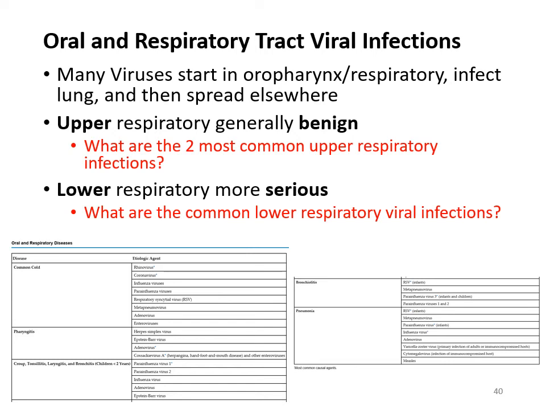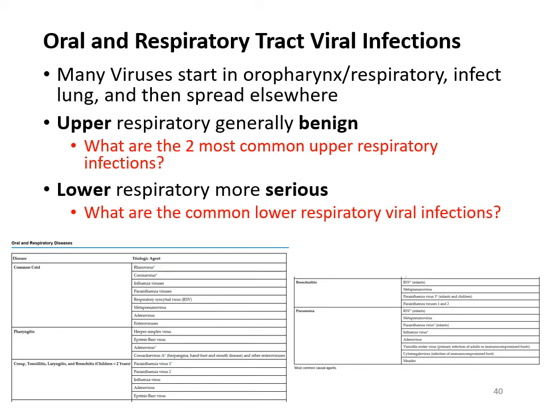Now, you have 2 parts of your respiratory system. You have your upper respiratory system and your lower respiratory system. The upper respiratory system is generally not as harmful of infections usually, whereas the lower respiratory system is going to be the more severe, kind of serious infections.